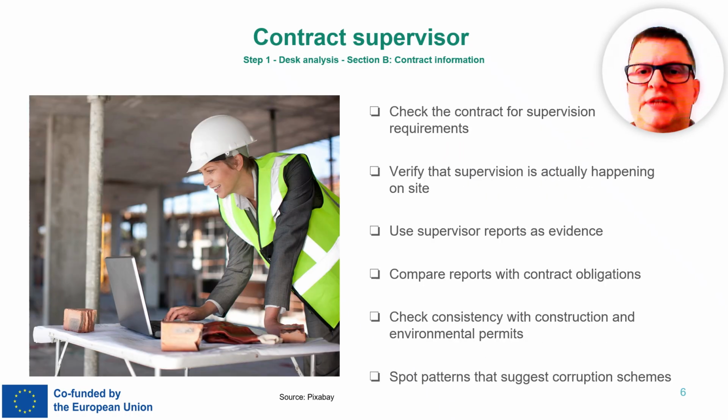In the next slides, we'll share the most significant red flags to watch for when analyzing contracts and supervision in climate and environmental projects. From missing supervision clauses, vague or inconsistent reports, and mismatches with permits, to phantom subcontractors and absent on-site oversight. These are the warning signs that reveal irregularities and potential corruption schemes.